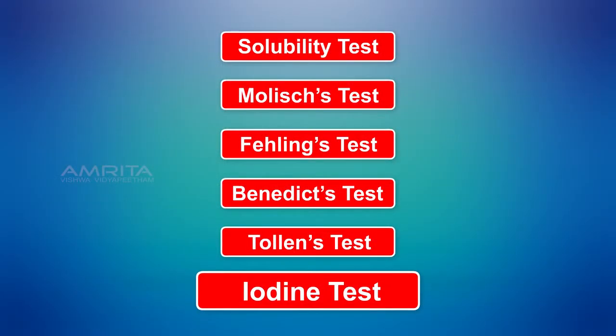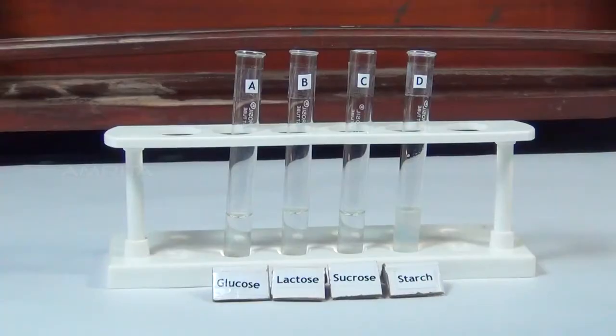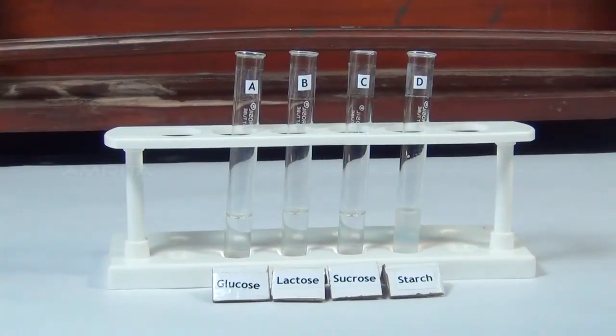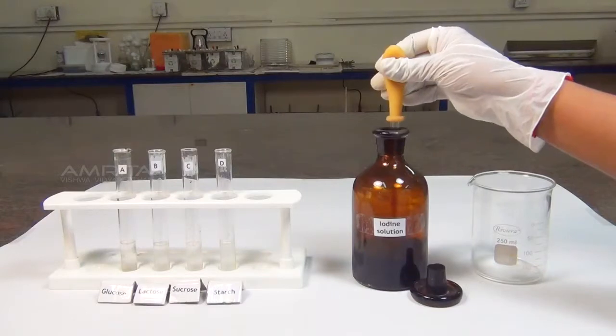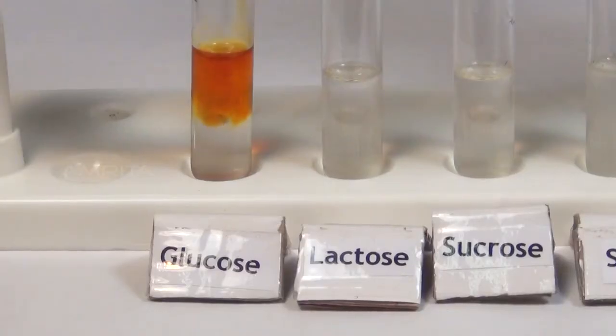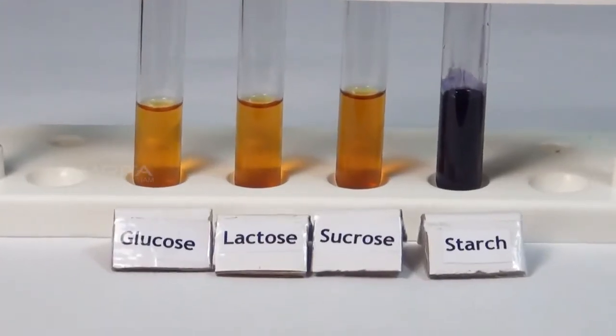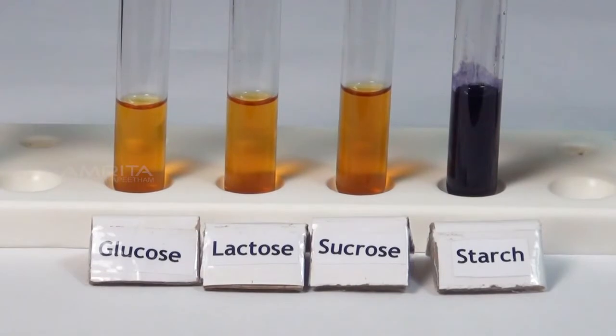Iodine test. Take a small quantity of aqueous solutions of glucose, lactose, sucrose and suspension of starch in 4 test tubes A, B, C and D respectively. Using a dropper, add a few drops of iodine solution into the test tubes A, B, C and D. Iodine reacts with starch to form a blue-colored starch-iodine complex, whereas no such complex is formed by other samples.